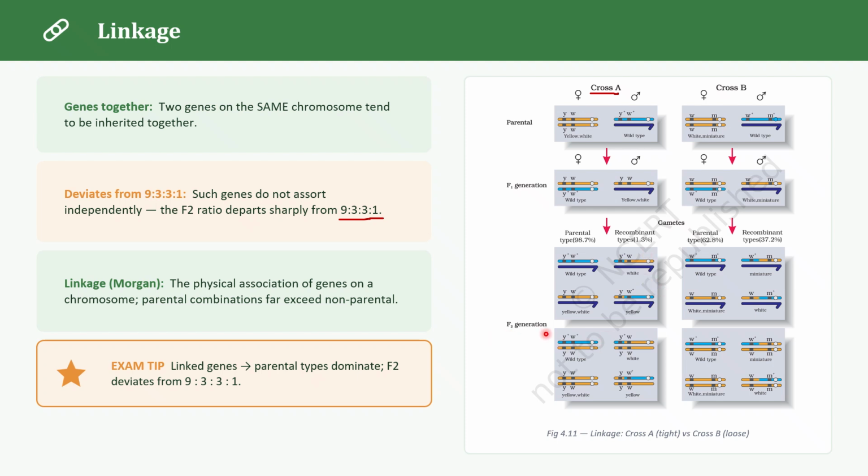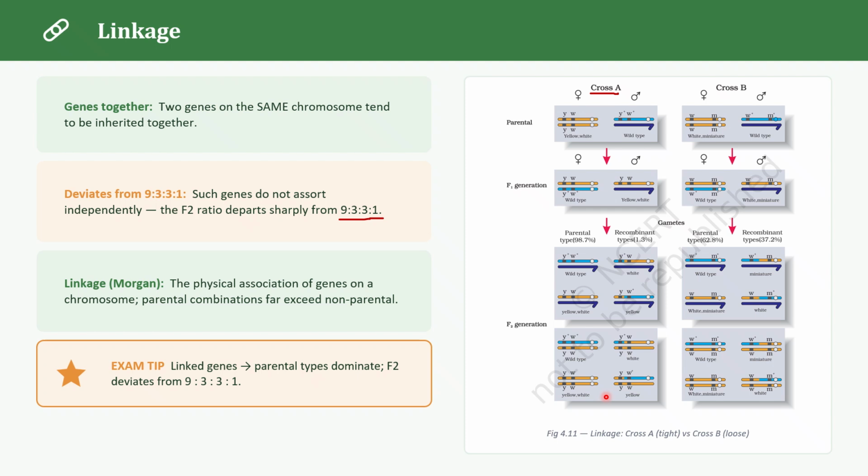And what happened in the F2 generation? Most offspring resembled the parents. Only a very small number showed a new combination. So what it said at last is that the parental combination greatly outnumbers the recombinant combination.